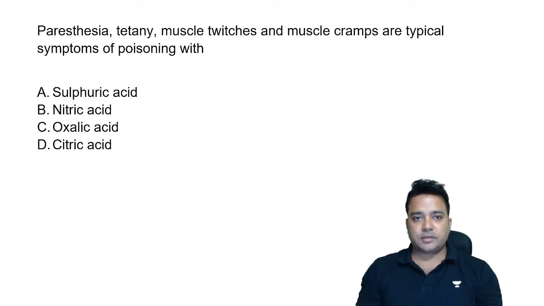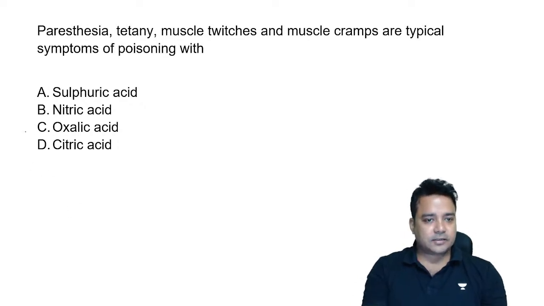Answer this one. Paresthesia, tetany, muscle twitches and muscle cramps are typical symptoms of poisoning with which of the following acids? Which acid does this? An acid which will be in love with the calcium of our body. Out of that dangerous love, it takes calcium and forms something in the body. So yes, oxalic acid. Along with oxalic acid, is there any other poisoning which can give rise to similar features?